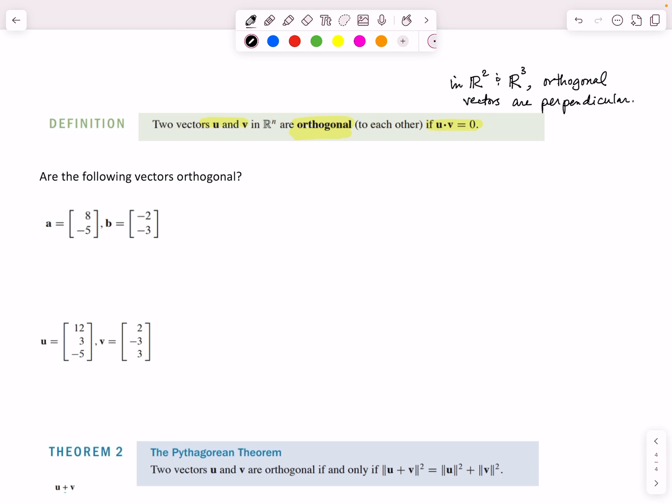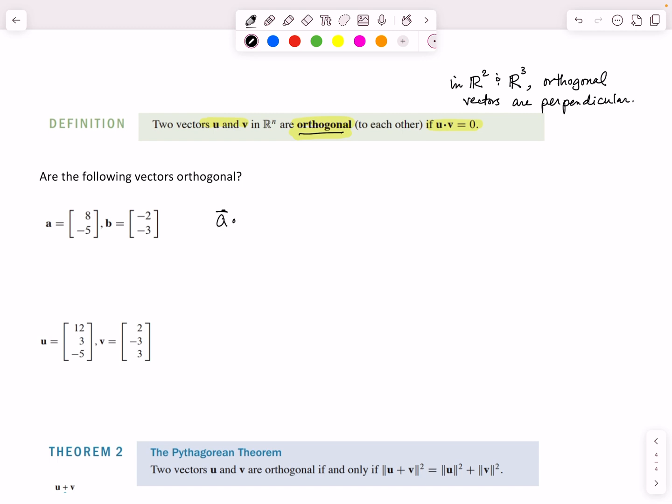And we could actually draw a picture and show that they're perpendicular. But now when you get to like R5, R6, R7, you can't picture it anymore. But the definition will still hold. And so we talk about orthogonal in general for any dimension. So if you want to know if two vectors are orthogonal, you just need to do their dot product.